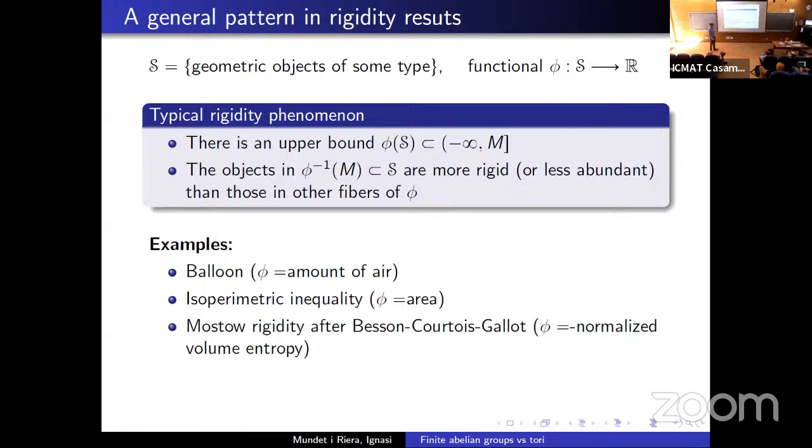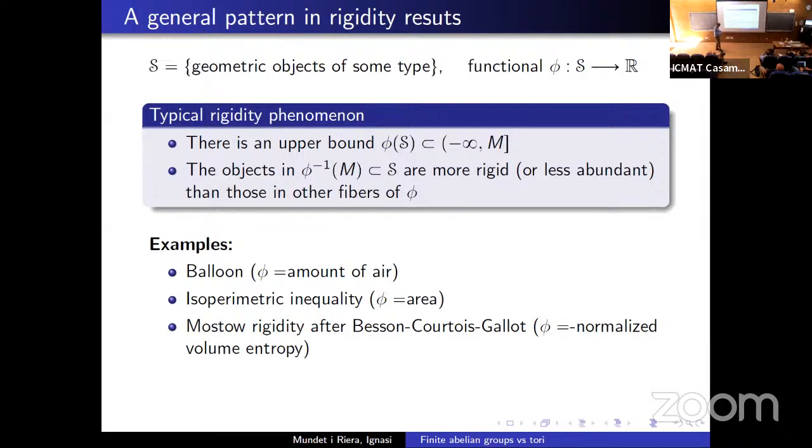Okay. A much more sophisticated example is Mostow rigidity, not the way Mostow originally formulated it, but after the work of Besson, Courtois, and Gallot, who realized that you can obtain Mostow rigidity in a situation like this one, where the functional is, in that case, minus the volume entropy. So in that case, if you use the volume entropy, then it is bounded below.